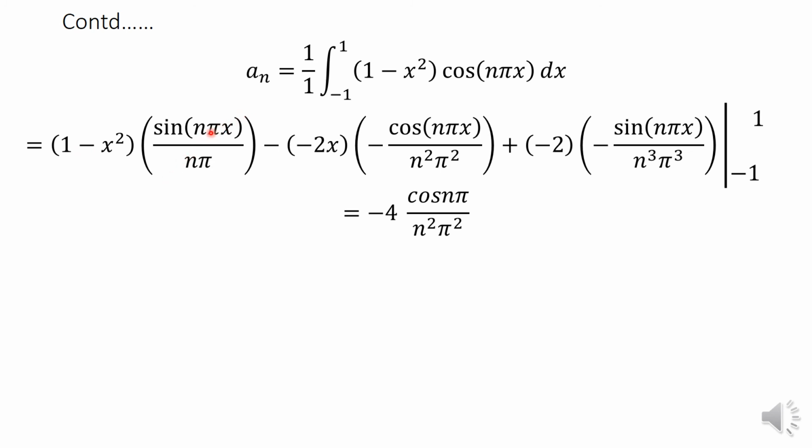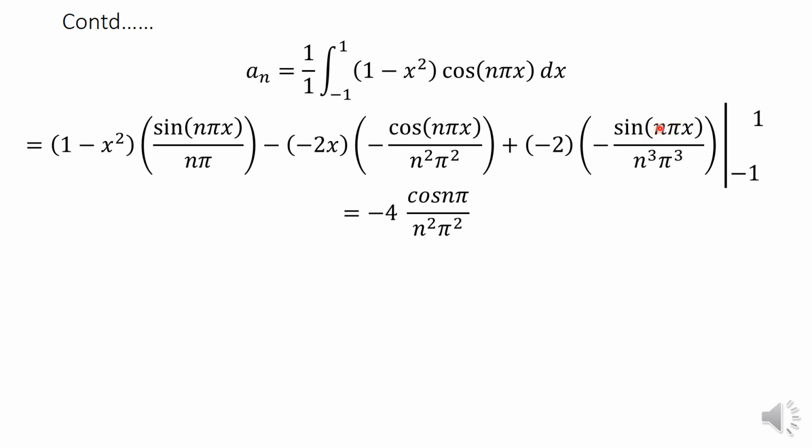Am I right? Next, if I put x is equal to 1 here, see, minus minus plus, plus into minus minus here. So we get 2 into 1 is 2, minus 2 cos n pi divided by n square pi square. We get here one term, that term is minus 2 cos n pi divided by n square pi square. Suppose if I put x is equal to 1 here, we get sin n pi, and as I said earlier, sin n pi is 0.